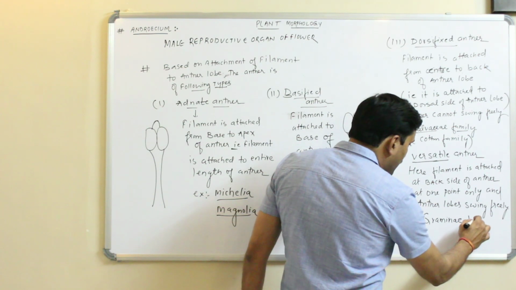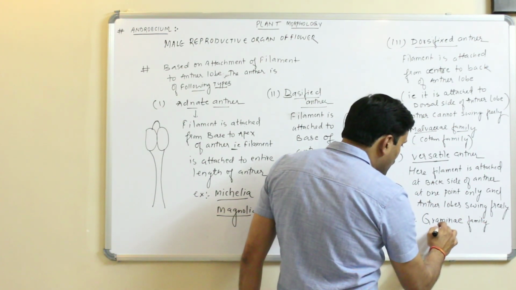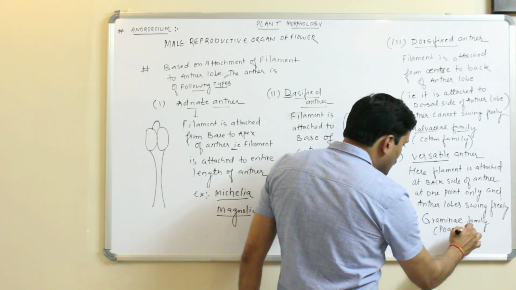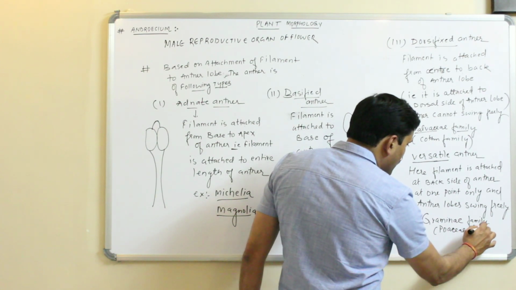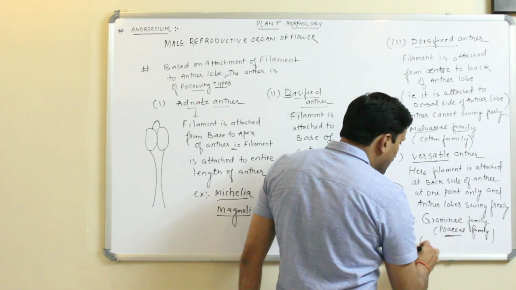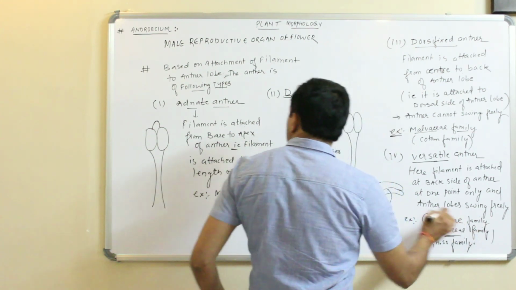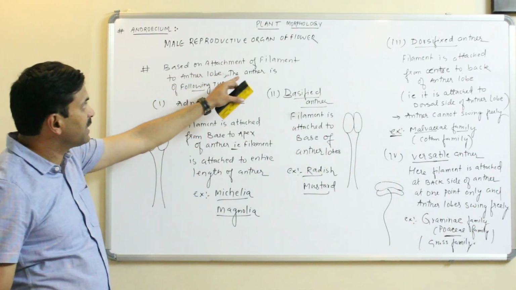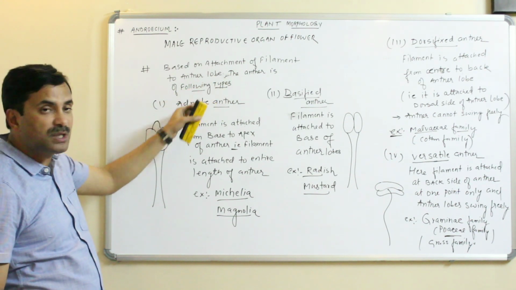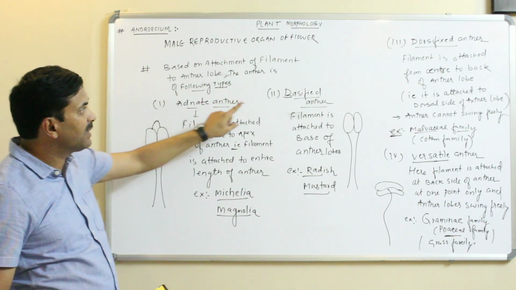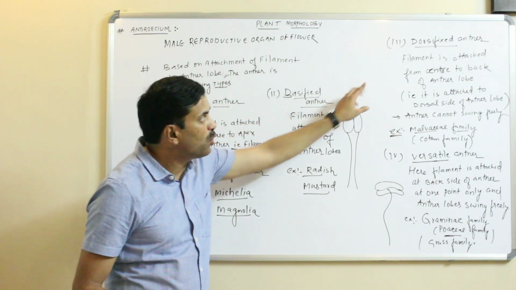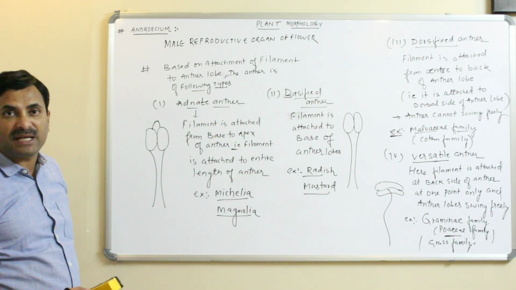Gramineae family, which is also called Poaceae family, or I can say grass family. Based on attachment of filament to the anther lobe, the anther is of the following types: adnate anther, basifixed anther, dorsifixed anther, and versatile anther.